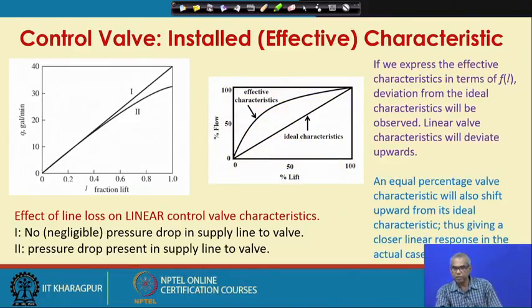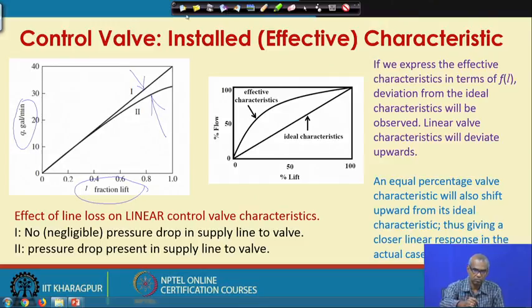If we express the effective characteristics in terms of f of L, where L is fractional lift, deviation from the ideal characteristics will be observed. Linear valve characteristics will deviate upwards. So, this is the ideal characteristics for the linear valve, and this is the effective characteristics for the linear valve. So, the linear valve characteristics deviate upwards when it is installed in a process.